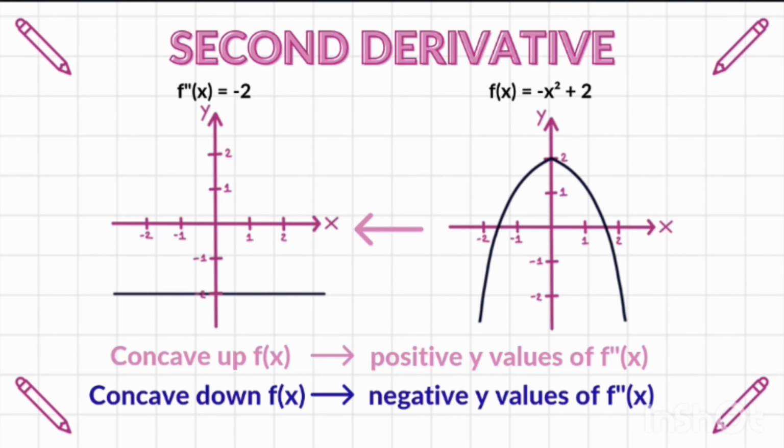As you can see, the entire second derivative is negative, as the entirety of the parent function is a concave down curve.